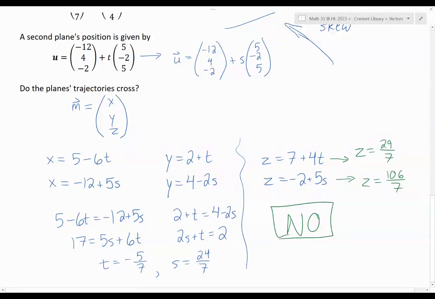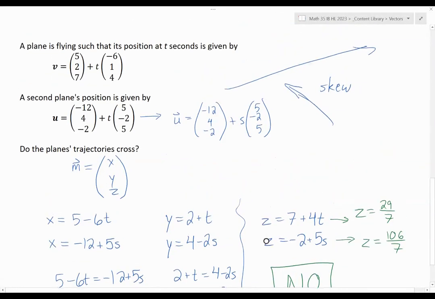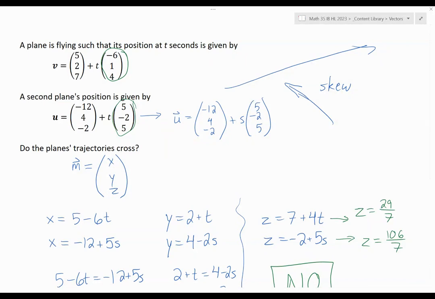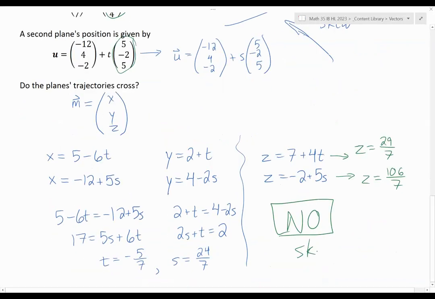Those trajectories never cross. Now, does that mean they're parallel? Well, no, because if I look at their direction vectors, the direction vectors are -6, 1, 4 and 5, -2, 5. They're not scalar multiples of each other. So these are not parallel direction vectors. So these trajectories are skew trajectories, and those planes never meet.